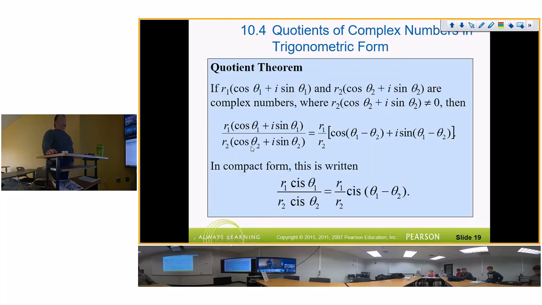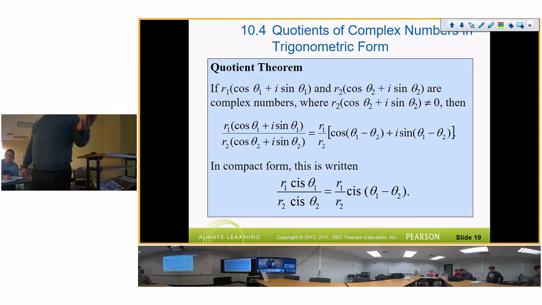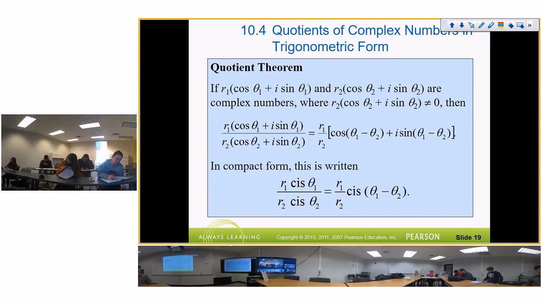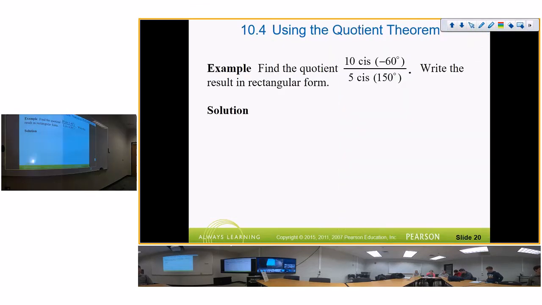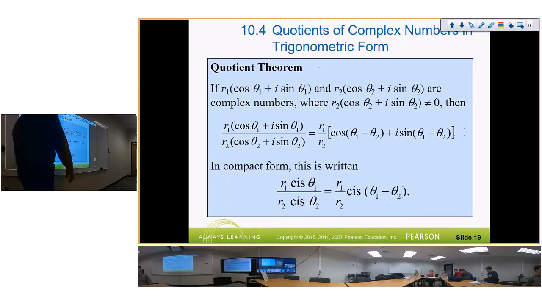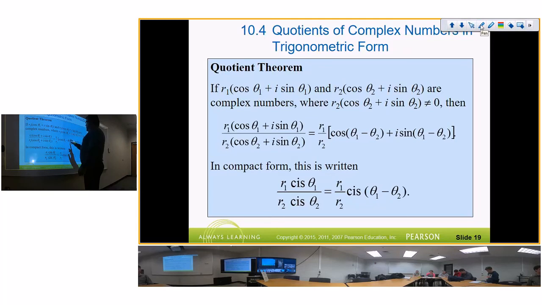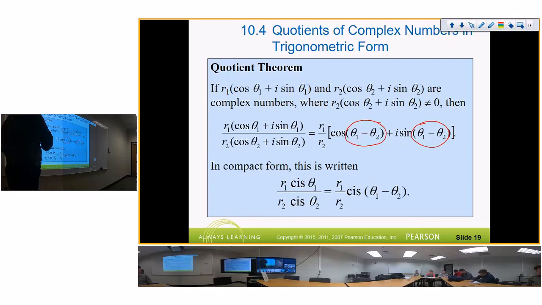Okay, quotient theorem. Remember, if you have 2 things that you are dividing and the bases are the same, then you can rewrite them, in this case, as subtraction. Remember your exponents? If you subtract the exponents, that means you're dividing. Well, in this case, you're dividing, and you have to subtract the angles. Now, let me go back. I'm sorry. It would help if I hit the button. There we go. Here, you subtract the angles. So, q sub 1 minus q sub 2.